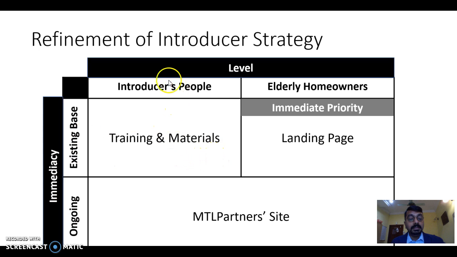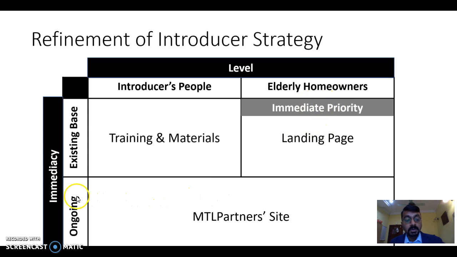If you look at the existing base of introducers, how we plan to promote to them is through training and materials. We'll be conducting training sessions. I shall give you a case study in a short while. But the priority is to tap on the existing base of elderly homeowners. If you look at someone like Rock Wills, there are thousands of people in their database. Instead of trying to tap into their will writers, we should really be trying to get to the customers as soon as possible, because time is not on our side.